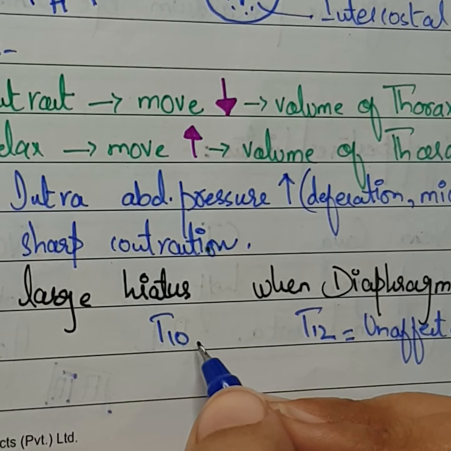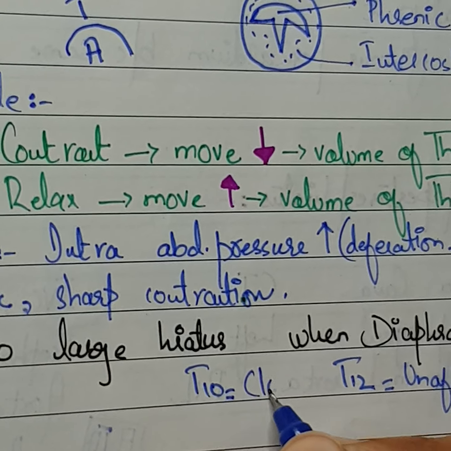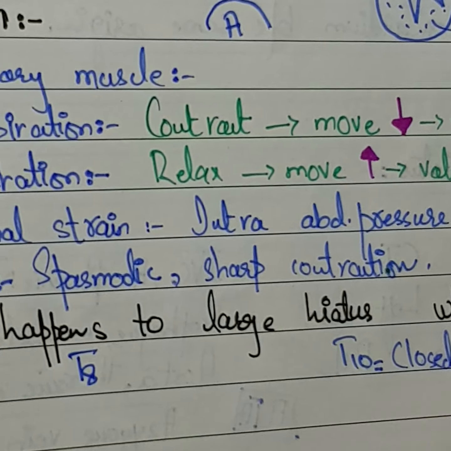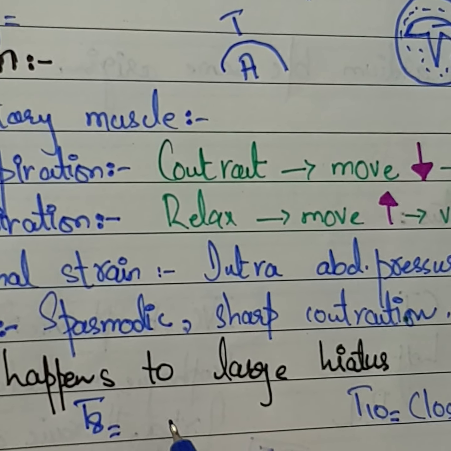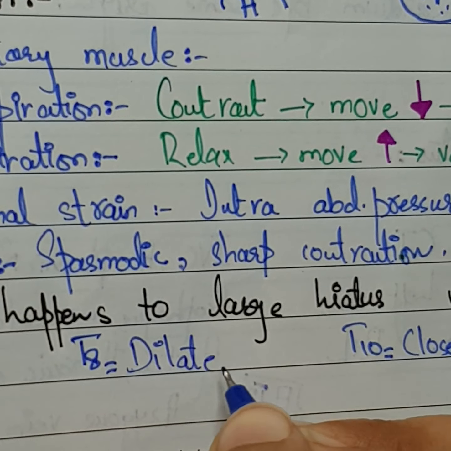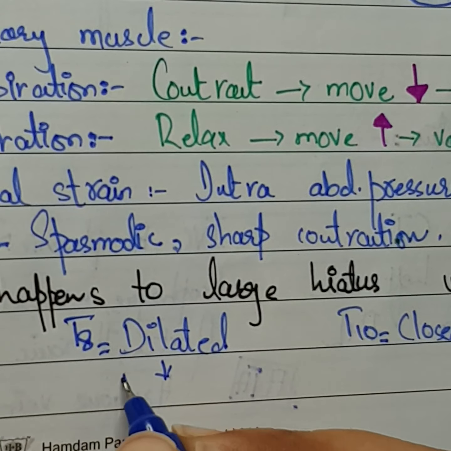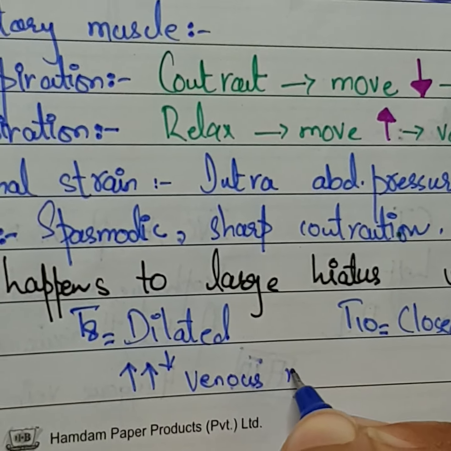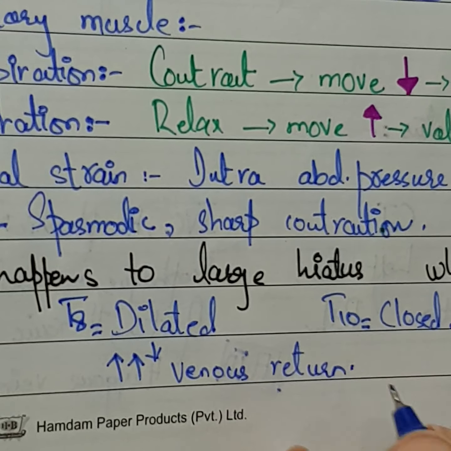Okay, the hiatus at T10, the esophageal hiatus, gets closed when the diaphragm contracts. The hiatus at T8, the vena caval hiatus, dilates. When the diaphragm contracts, the vena caval hiatus dilates to increase the venous return. That's all about this video, and if you have any questions, you can comment down.